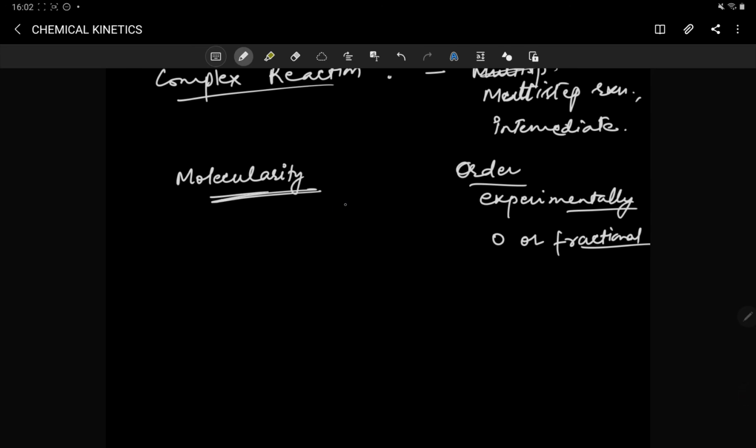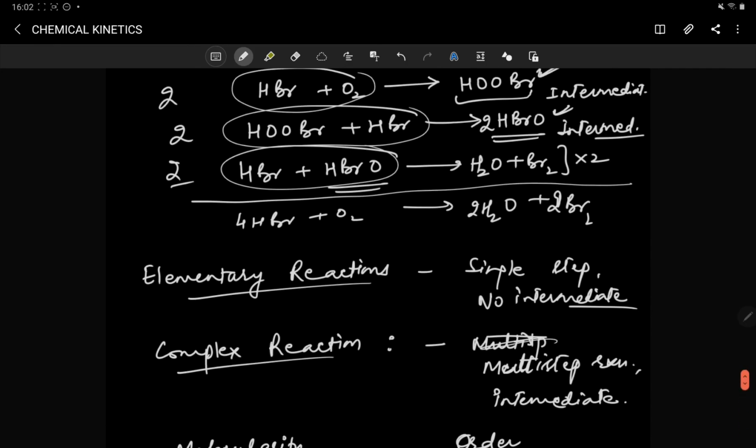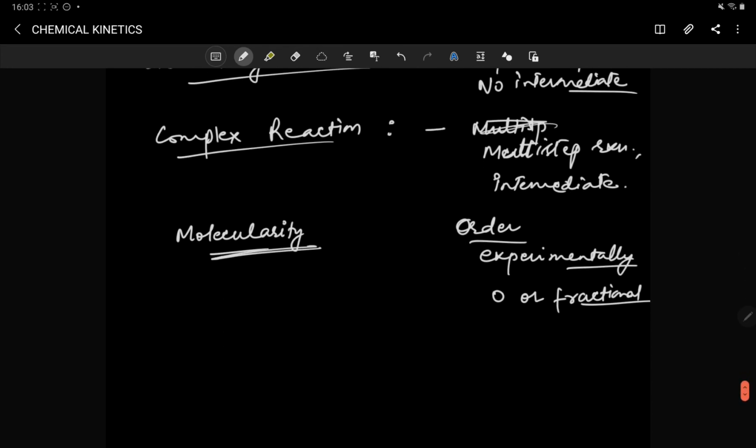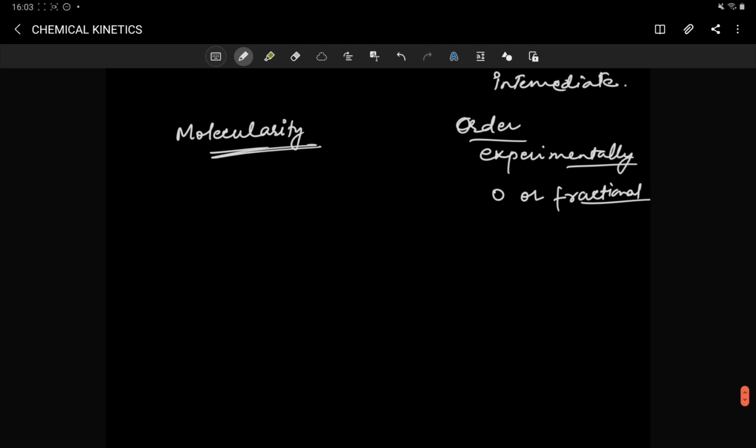Then the other difference is that order is applicable to elementary as well as complex reactions, to both, whereas molecularity is applicable only to the elementary reaction. If there is a complex reaction, the overall molecularity of a complex reaction is nothing. So we consider each and every step as an elementary reaction, and that is how we take the molecularity of each step. So molecularity is applicable for elementary reactions only, not for complex reactions, while order is applicable for complex as well as simple or elementary reactions.